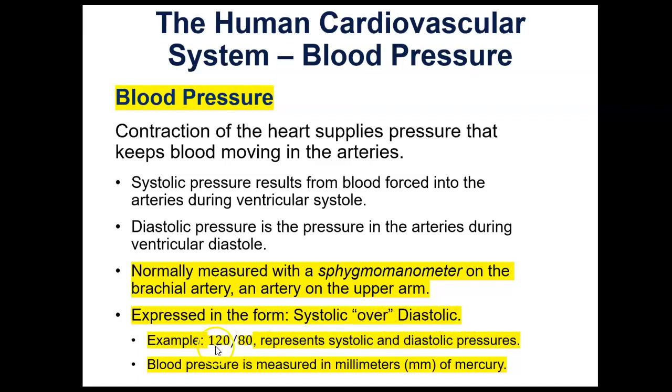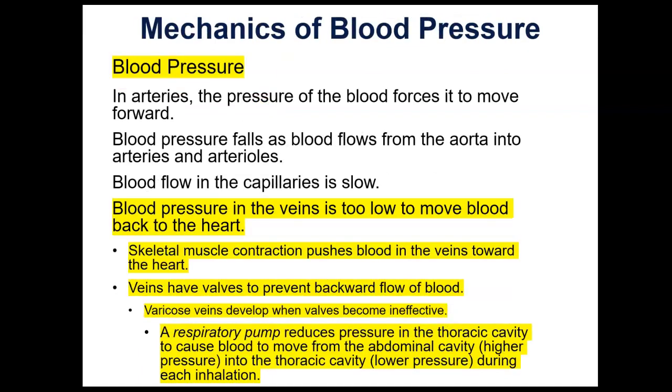And so you express the systolic over the diastolic. The systolic would be the higher pressure, diastolic would be the lower pressure. And blood pressure is measured in millimeters of mercury. Blood pressure in the veins is too low to move blood back to the heart. So there's a way to get blood back to the heart.